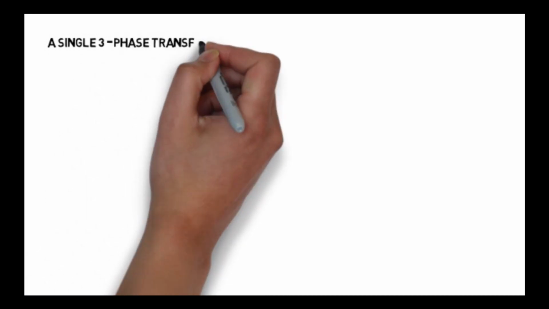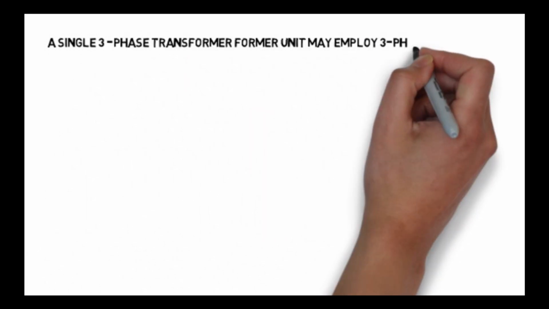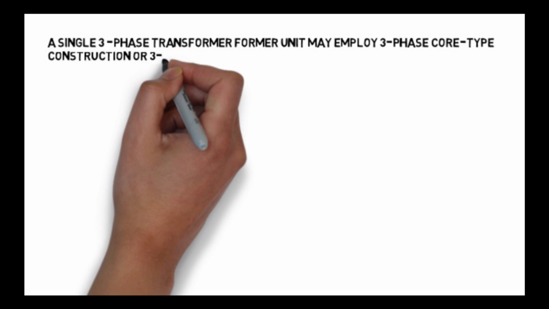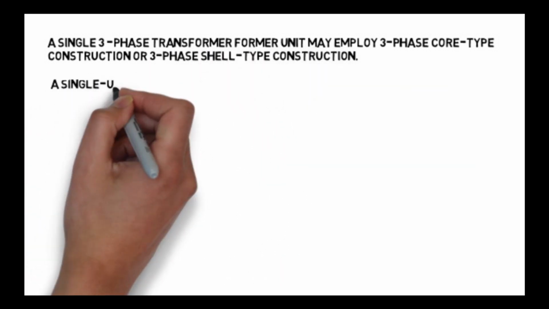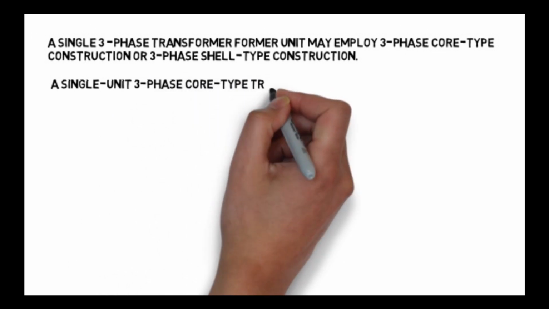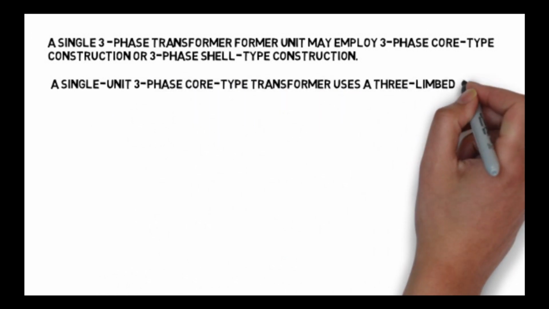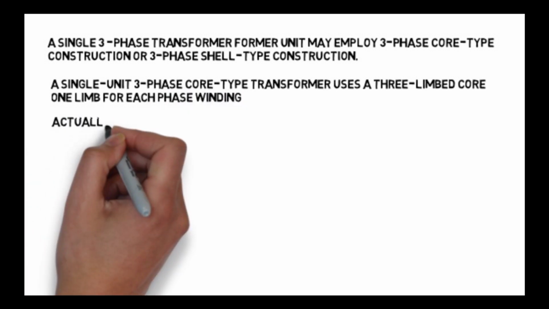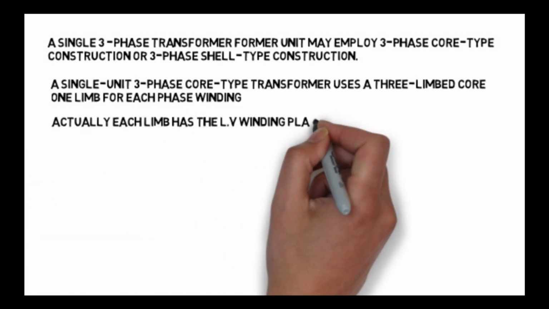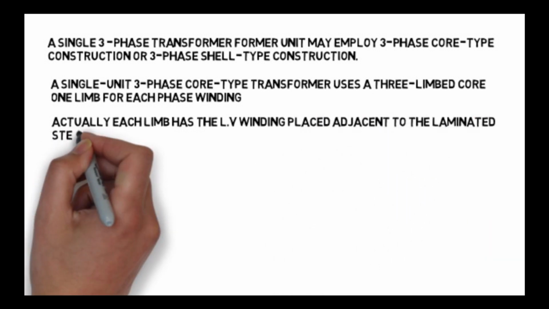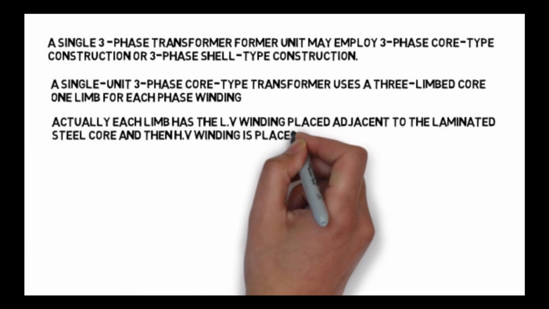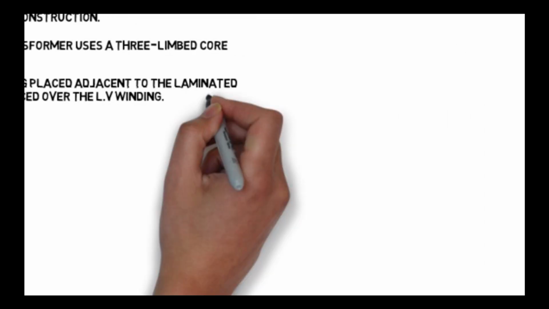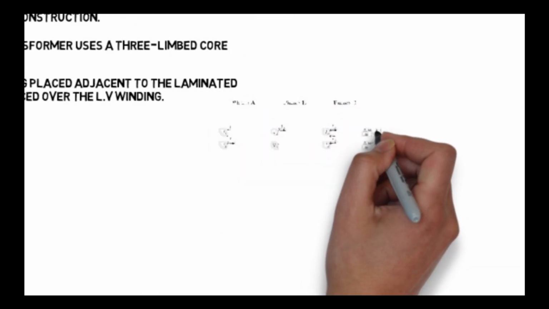A single 3 phase transformer unit may employ 3 phase core type construction or 3 phase shell type construction. A single unit 3 phase core type transformer uses a 3-limbed core, 1 limb for each phase winding. Actually, each limb has the LV winding placed adjacent to the laminated steel core and the HV winding is placed over the LV winding. This is the 3-phase core type circuit diagram.